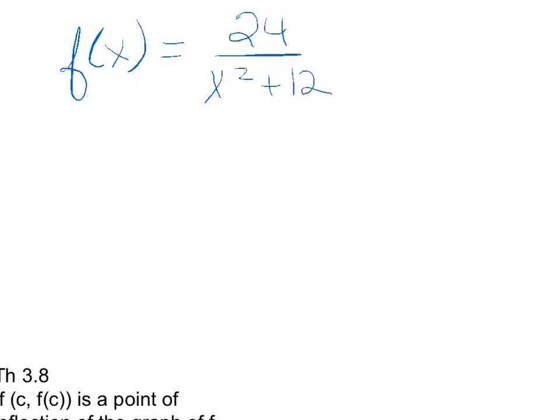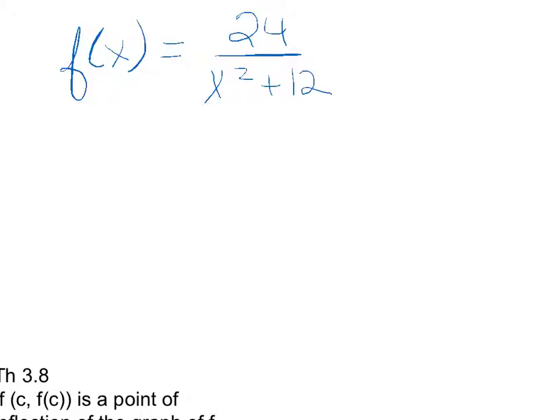Enough. Okay, 24 over x squared plus 12. What restrictions do I have on my domain, Ryan? Why no restrictions? Okay, good. No restrictions because nothing would make the denominator equal to zero.